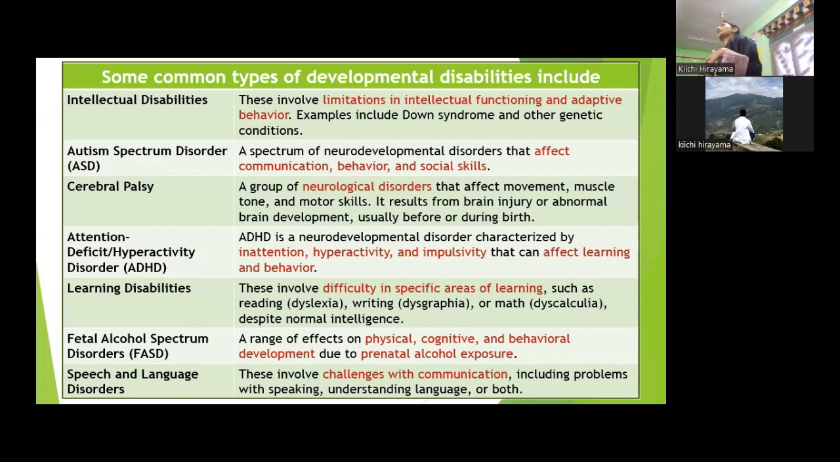Autism spectrum disorder. This is a neurodevelopmental disorder that affects communication, behavior, and social skills. Cerebral palsy mostly affects our physical motor skills like movement, muscle tone. Attention deficit hyperactivity disorder is characterized by inattention, hyperactivity, and impulsive nature of the child. And learning disability involves difficulty in reading, writing, or calculation.